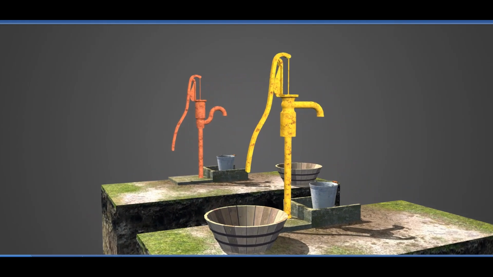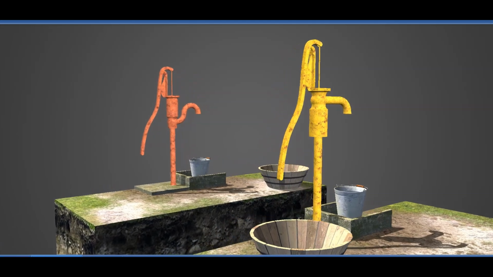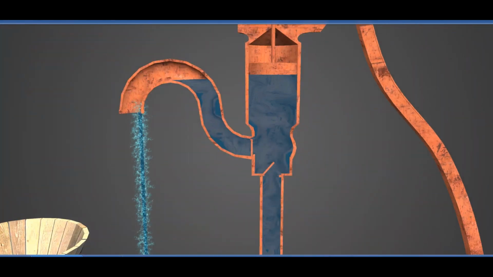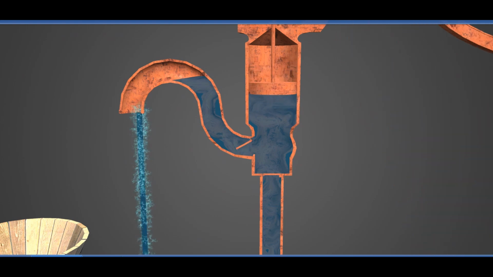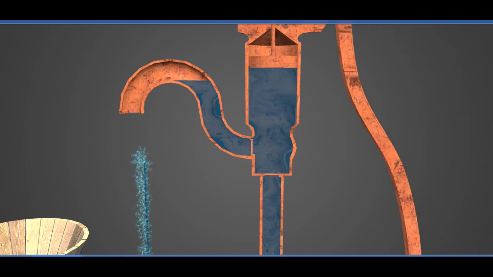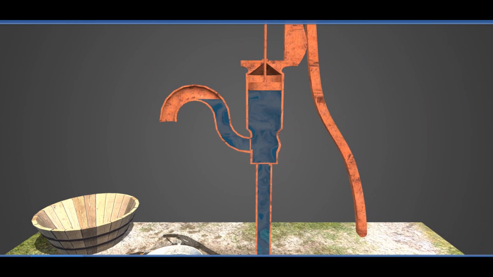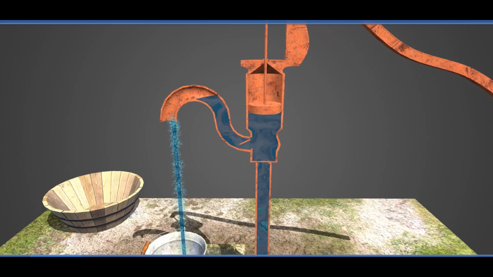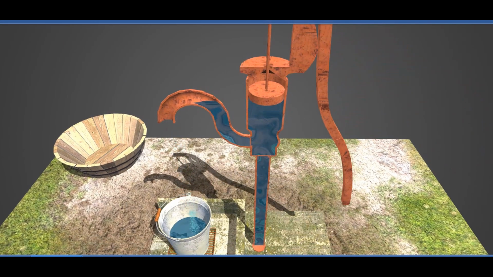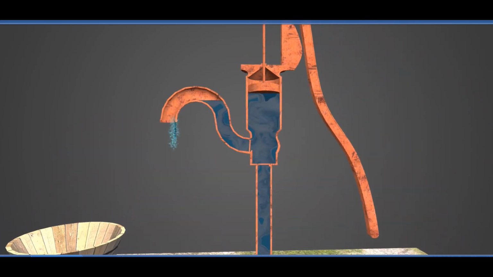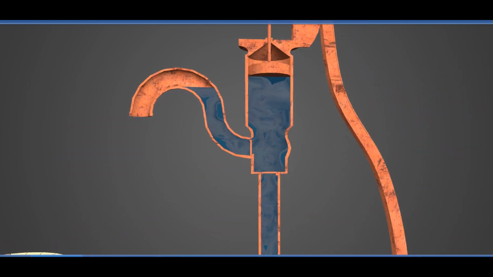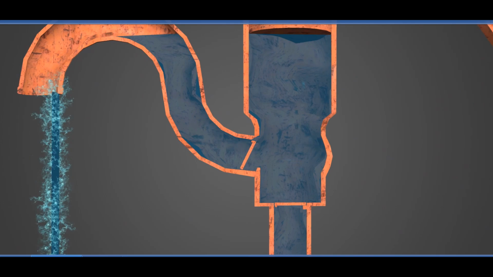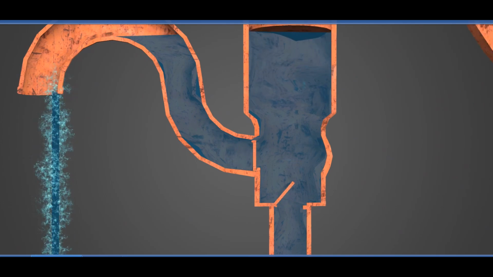Suction pumps operate by creating a partial vacuum. So this is the suction pump. It operates by creating a partial vacuum to draw water or fluid up through a pipe, effective only up to a height of about 10 meters due to atmospheric pressure limitations. Commonly used for shallow wells or domestic water systems.